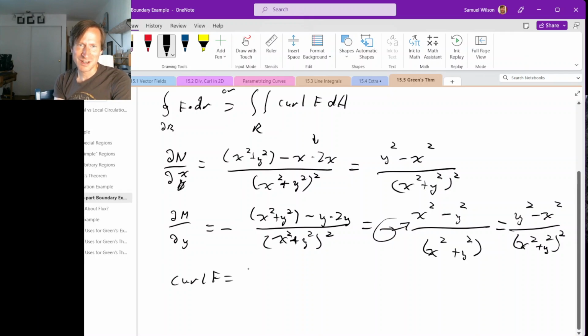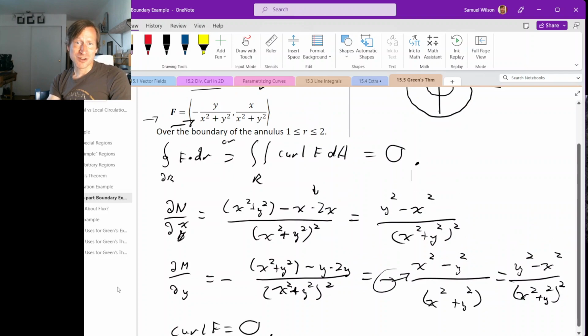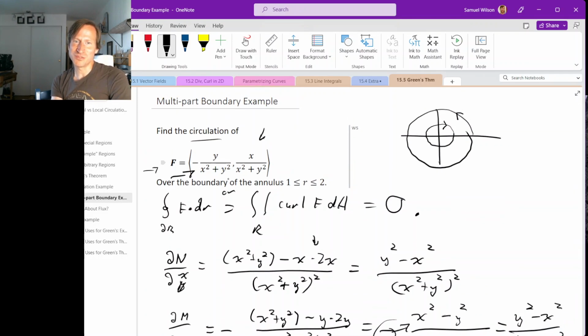All right, so that's partial M partial y, but the curl is the difference of these two. So when we subtract these two, we just get 0. So for this case, I would definitely rather do the double integral of the curl because it's going to turn out to be 0. Because the curl of this vector field was 0, the double integral is definitely easier.